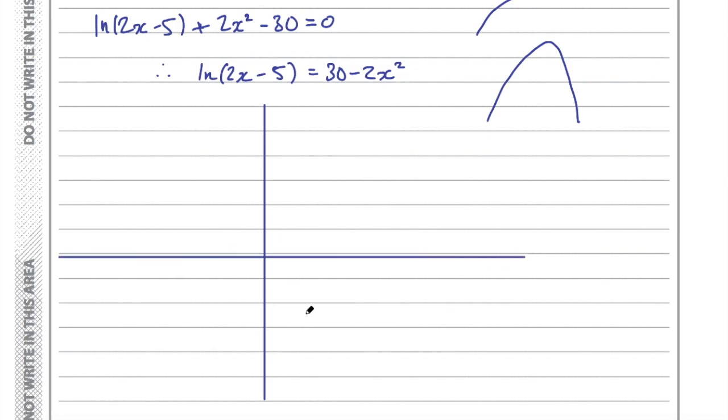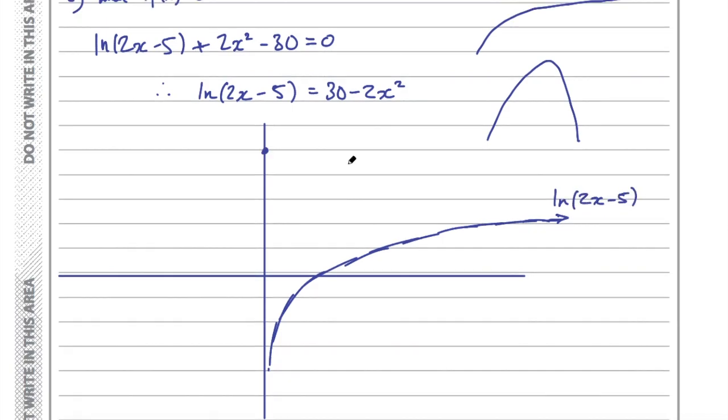Also remember that a log has to be positive. There's no negative values in a log function, so it'll look something like this. It always starts down here, crosses the x axis somewhere and keeps going up and then flattens out a little bit. So we can say this is ln of 2x minus 5. And then the quadratic must have its axis of symmetry as the y-axis because we haven't shifted this left or right in any way. So its axis of symmetry will be the y-axis, and it will be here somewhere. So that could be the graph of minus 2x squared plus 30.